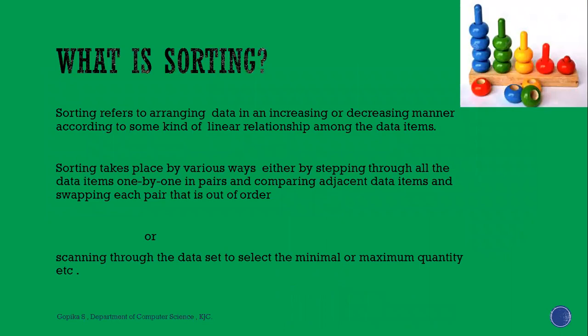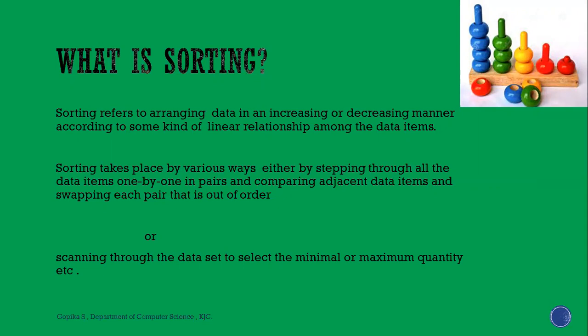Now, first let us see what sorting is. Sorting basically means arranging the elements in a particular order. That order can be either increasing or decreasing. And data can be numbers, characters, words, or strings. Whatever kind of information we have, arranging it in ascending or descending order, or any other kind of order, is called sorting.